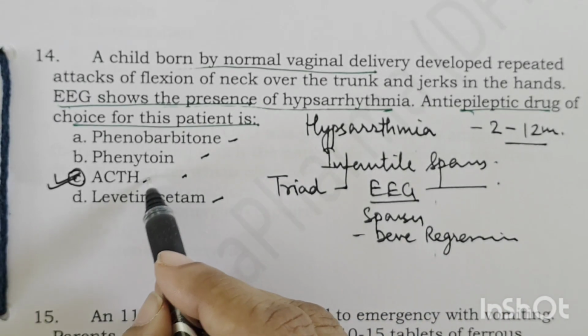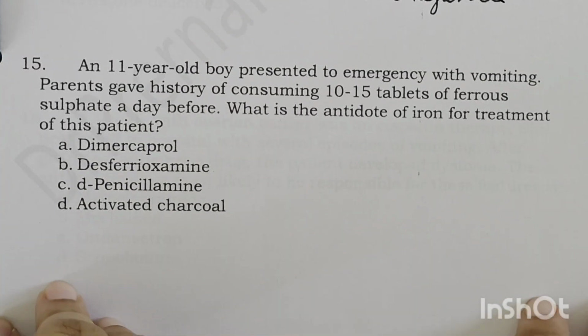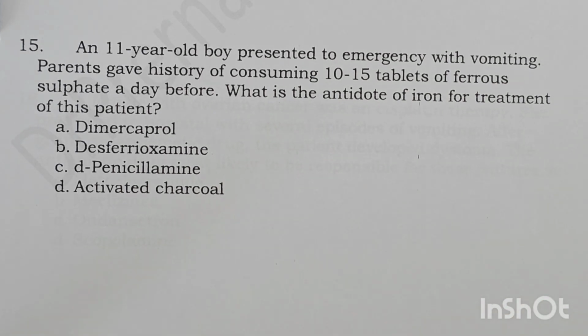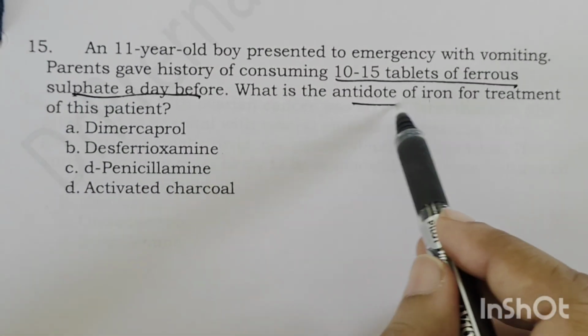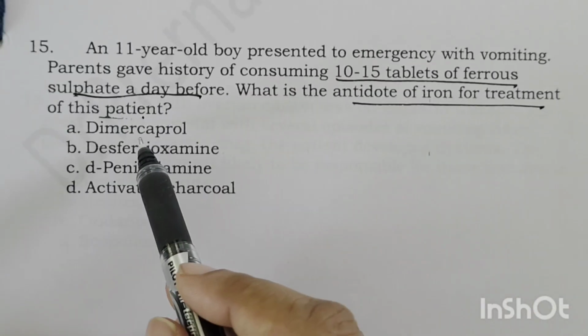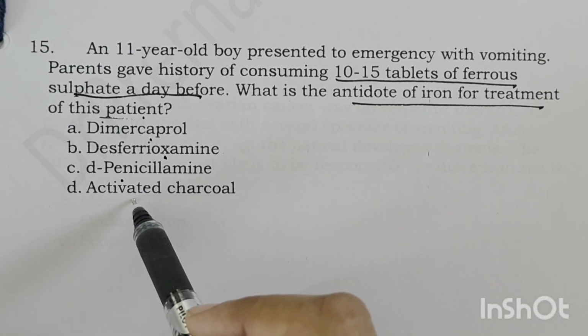So in this case, ACTH is the drug of choice. A 11-year-old boy presents to the emergency with vomiting. Parents give history of consuming 10 to 15 tablets of ferrous sulfate a day before. What is the antidote of iron for treatment of this patient? Now options given are dimercaprol, desferrioxamine, D-penicillamine and activated charcoal.